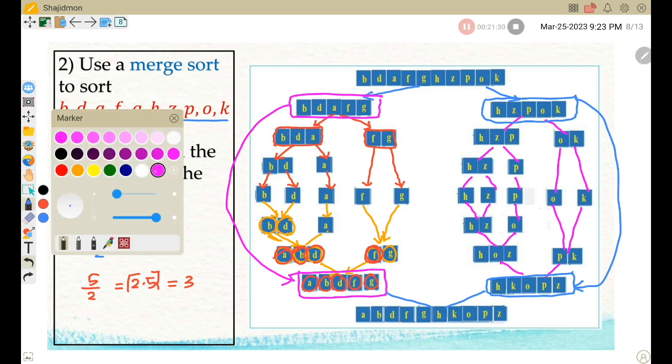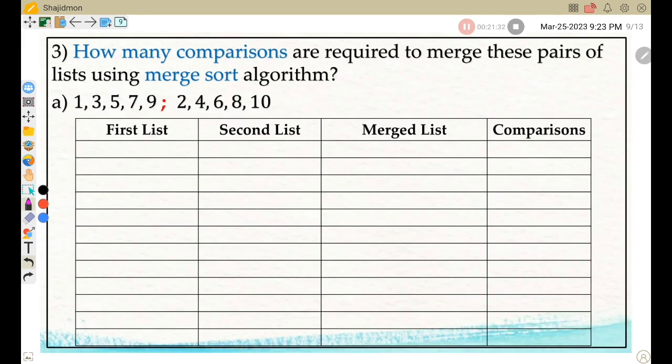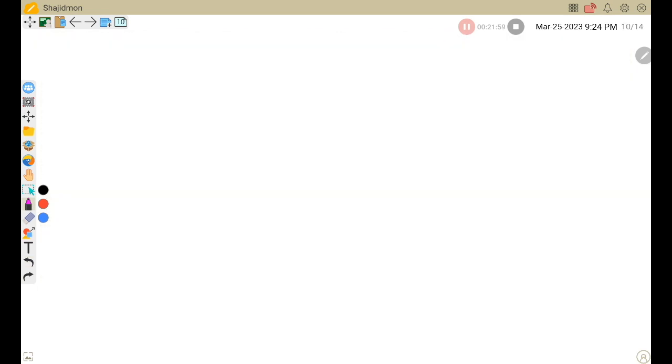Okay, now let me go to the next question. How many comparisons are required? The question asks how many comparisons are required to merge this pair of lists using the merge sort algorithm, correct? See here, we have one list: 1, 3, 5, 7, 9. The second list: 2, 4, 6, 8, 10. Two different lists.